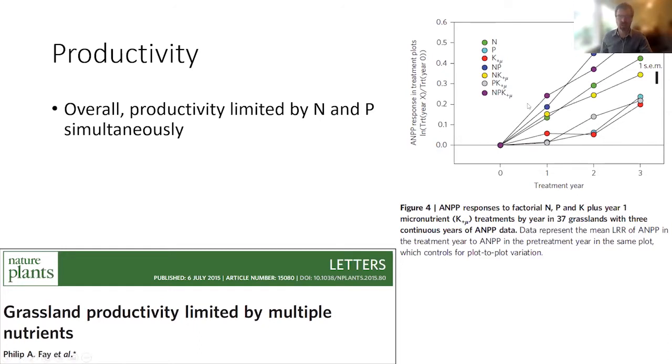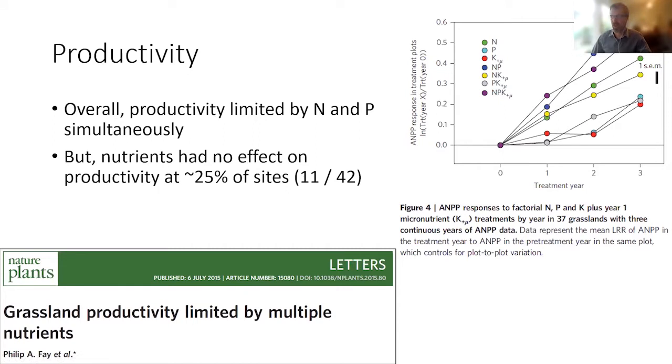But again, there's complexities among individual sites. At a quarter of the sites that we included in that analysis, these nutrients had no effect on productivity. So it didn't matter if we added nitrogen, didn't matter if we added phosphorus, didn't matter if we added potassium. The productivity was limited, presumably, by other things like water or other factors beyond these nutrients.